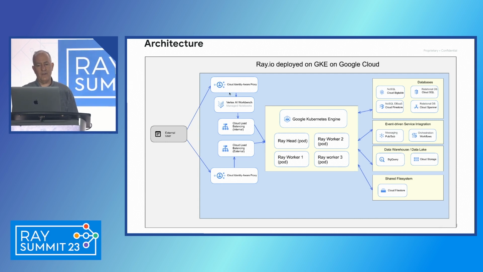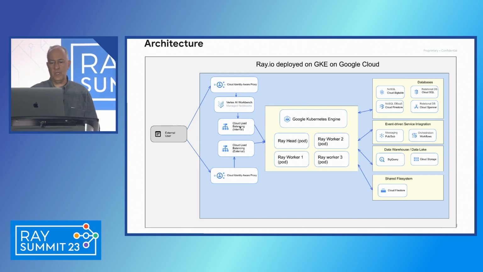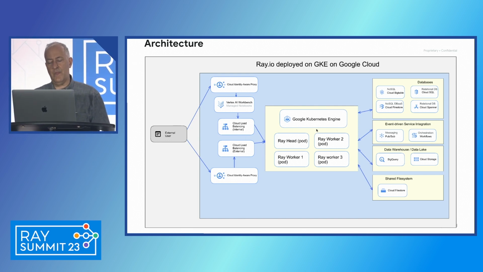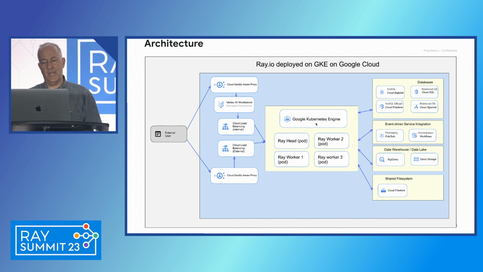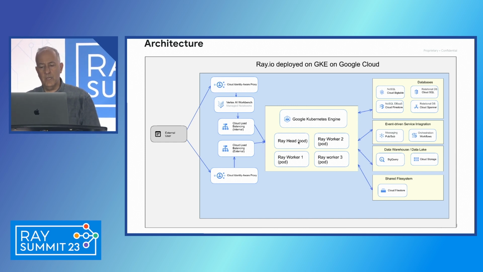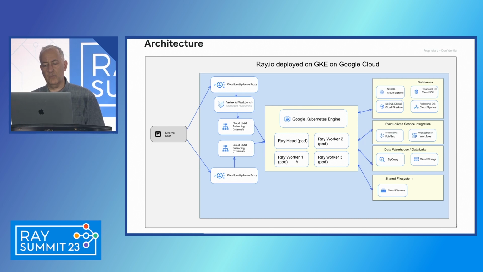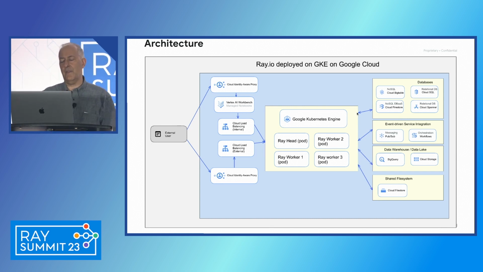So you have a number of identity-aware capabilities, potentially the Vertex AI Workbench that you're working on, a Jupyter notebook, load balancers, and they are all accessing the Kubernetes engine that has the Ray head here in the pod and a bunch of workers. So there's a head and a bunch of workers. And they can then access databases, different service integrations via Pub/Sub, or data warehouse capabilities like BigQuery, or just share a file system.